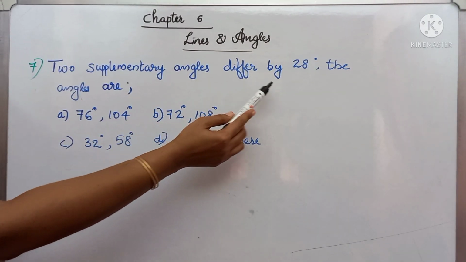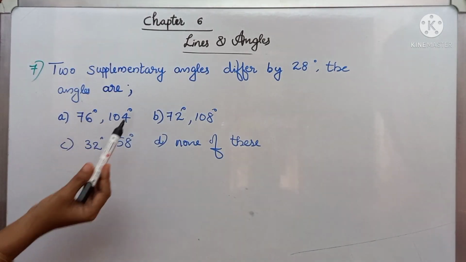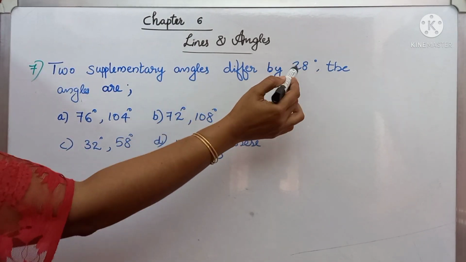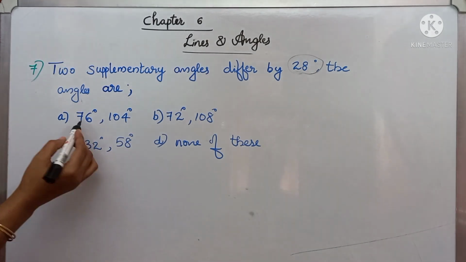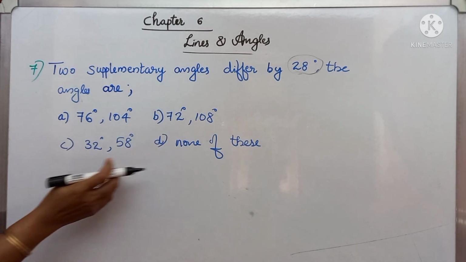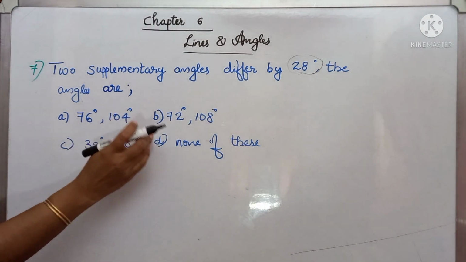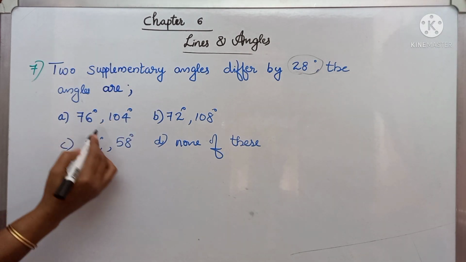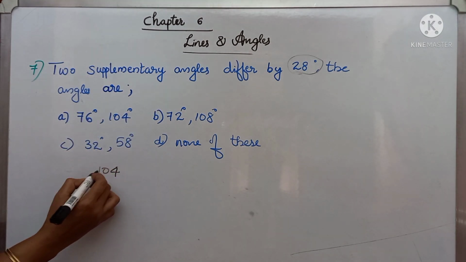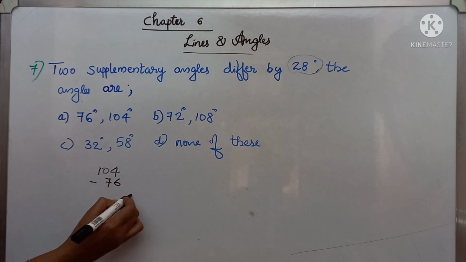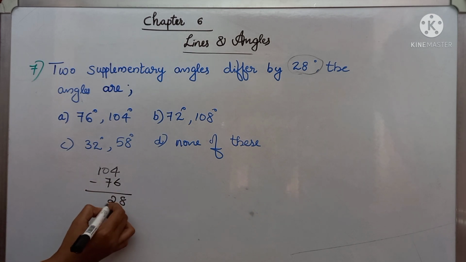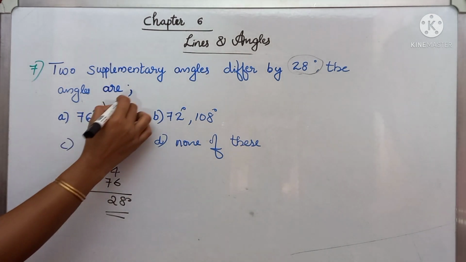Supplementary angles differ by 28 degree. The angles are, here the difference of these two angles should be 28 degree. Then look here, from these options itself we can find the answer. That will be easy and we can save time. The first one itself, 104 degree minus 76, we are getting that 28 degree. So we can choose that first option itself.